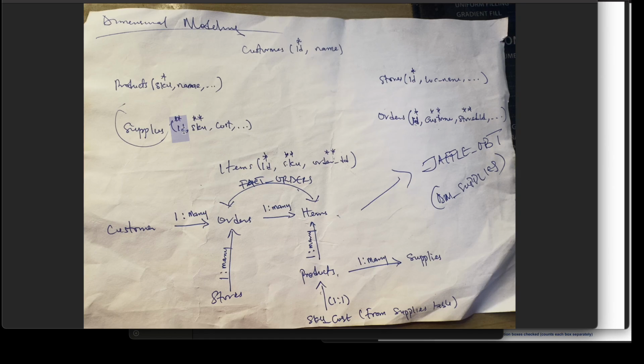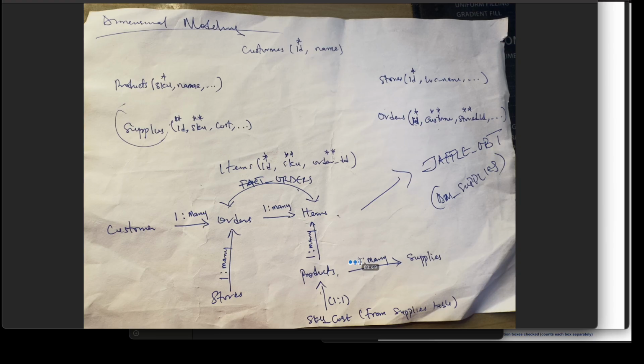So it's not unique. Also, since that is the case, SKU is not unique on this side because another supply can also be used on another product or another jaffle. So these two are not unique. So there's no way this supply can connect directly to all these other tables without having duplicates. So there's a problem here.